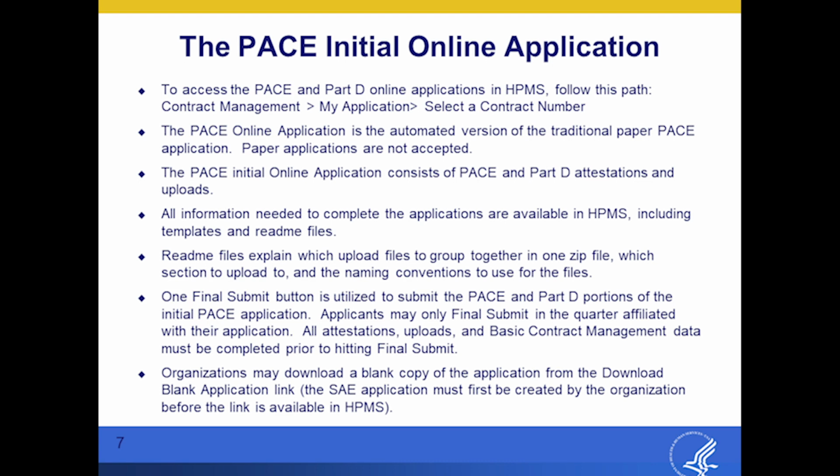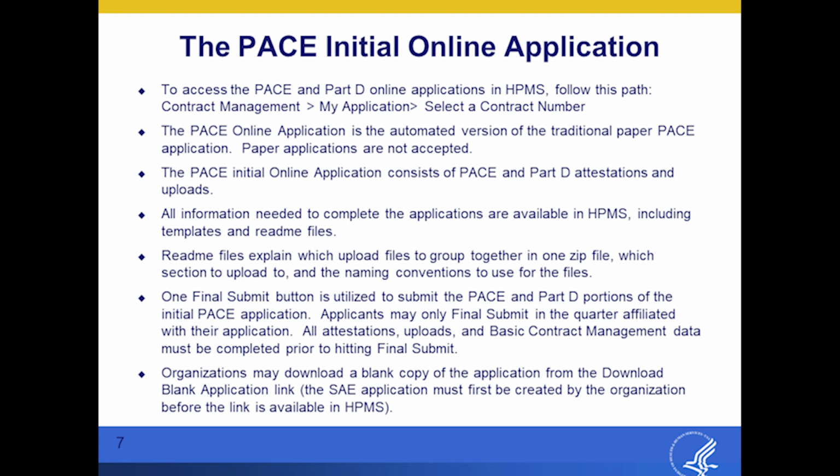The PACE initial online application consists of PACE and Part D attestations and uploads. All information needed to complete the applications is available in HPMS, including templates and README files. README files explain which upload files to group together in one zip file, which section to upload to, and the naming conventions to use for the files.